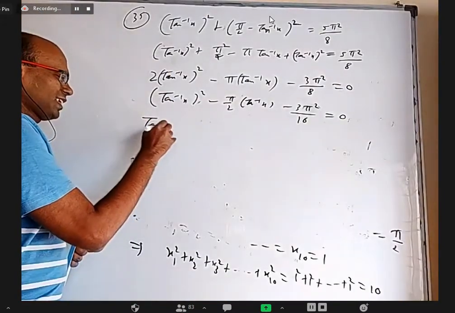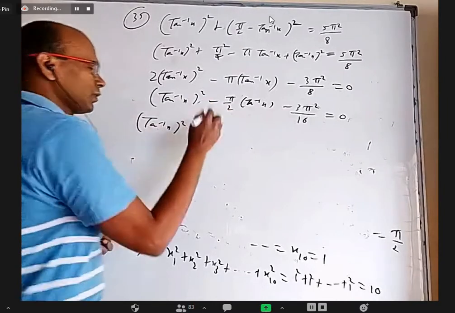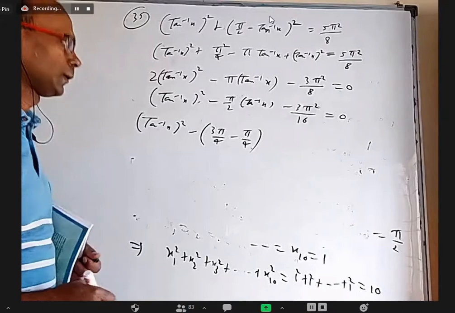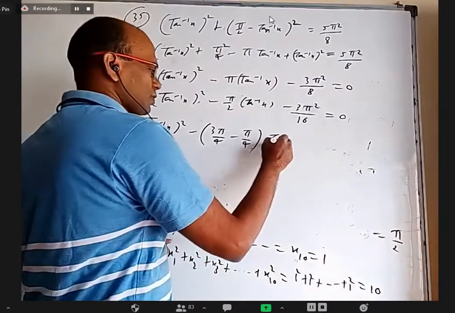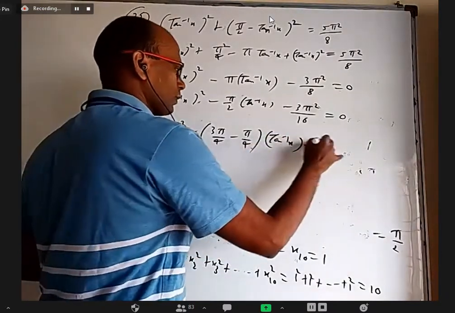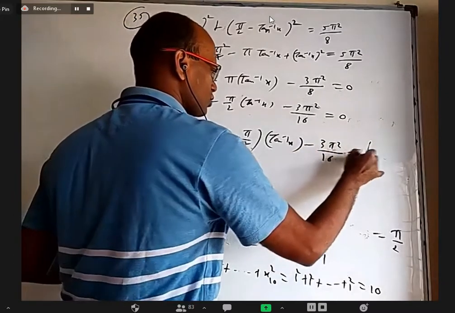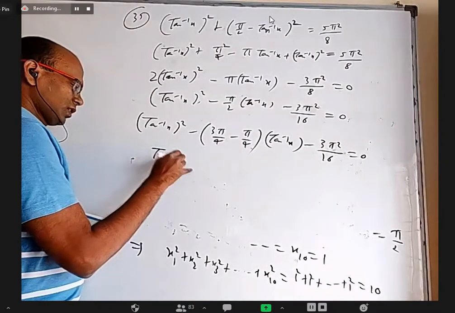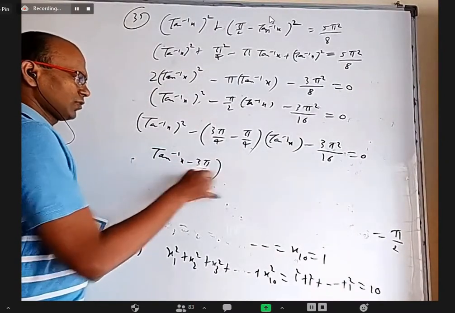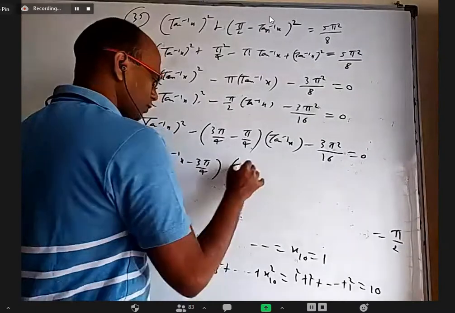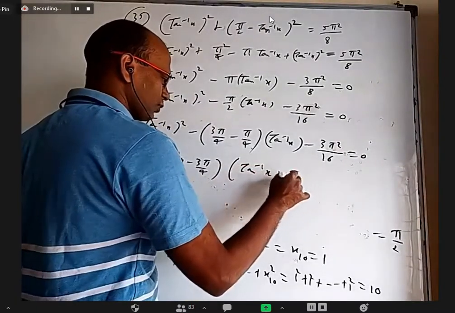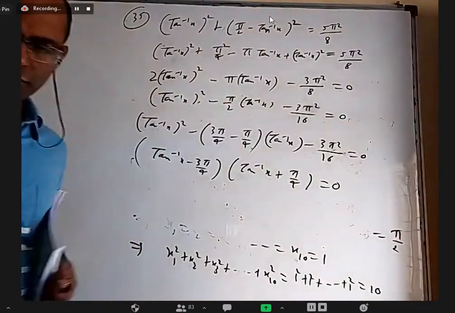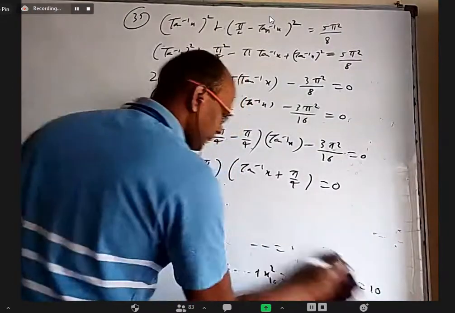Okay. Tan inverse x whole square minus pi by 2, you can write 3 pi by 4 minus pi by 4, into tan inverse x minus 3 pi square by 16. If you factorize, I think it will come tan inverse x minus 3 pi by 4 into tan inverse x plus pi by 4 equal to 0. If you are not getting idea how to split, you can use the minus b plus or minus root b square minus 4ac by 2a method.